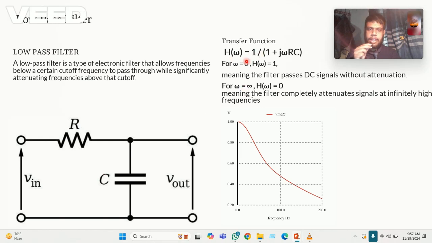The transfer function of low pass filter is 1 by 1 plus j omega RC. When omega is equal to 0, the transfer function is equal to 1. When the omega equal to infinity, the transfer function is equal to 0. Here we can see the diagram of low pass filter.